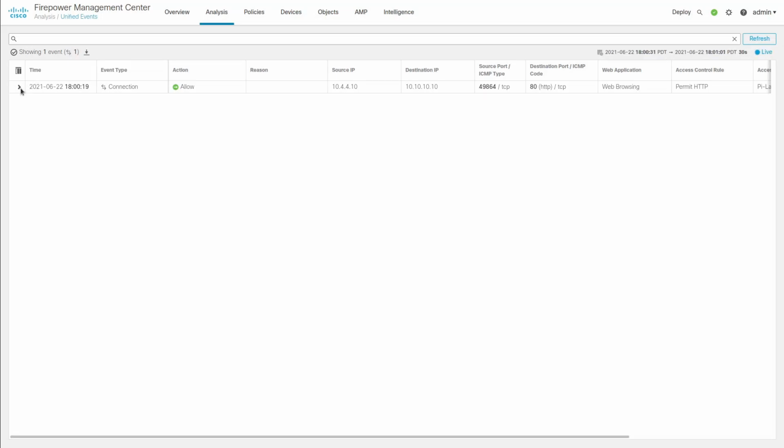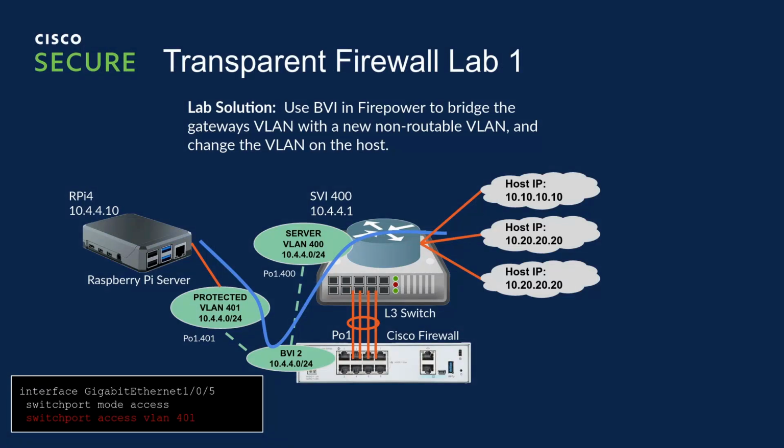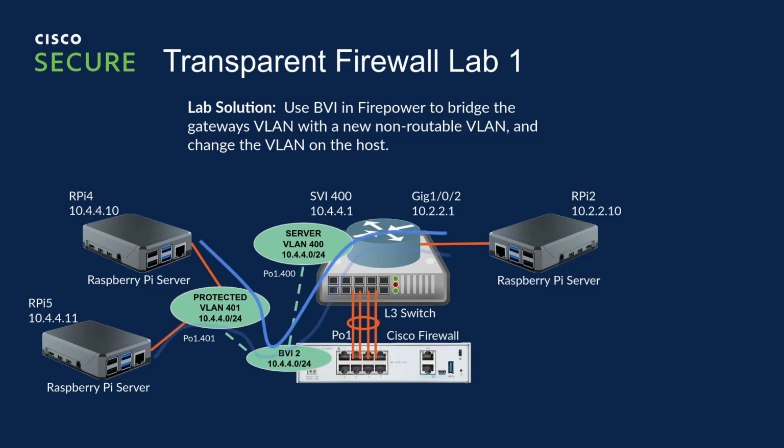So let's go back to our diagram here. How can we protect other servers now? If we want to add any additional servers to this protected network, simply change their access VLAN statement to VLAN 401, and now they are protected as well. Any traffic coming from these servers out beyond that BVI will be protected by the access control policy.